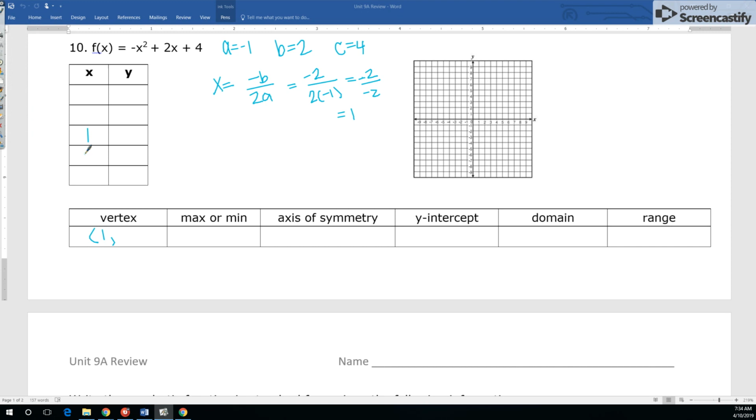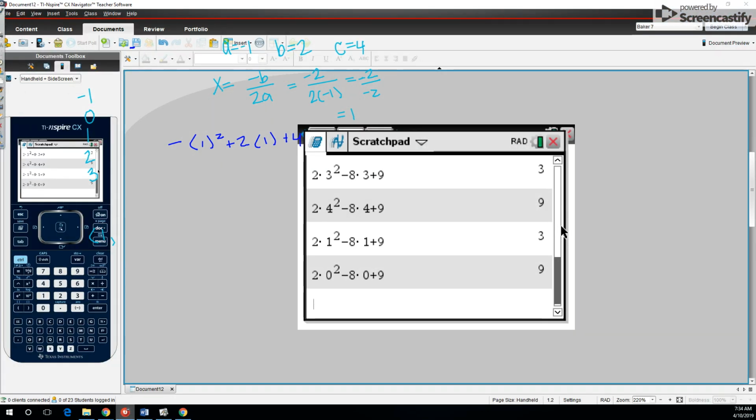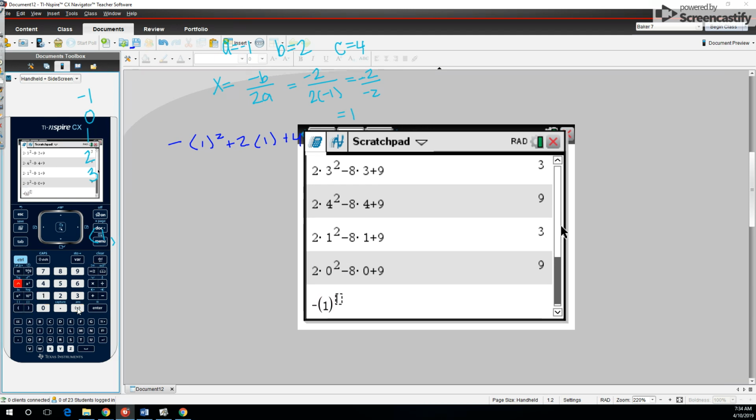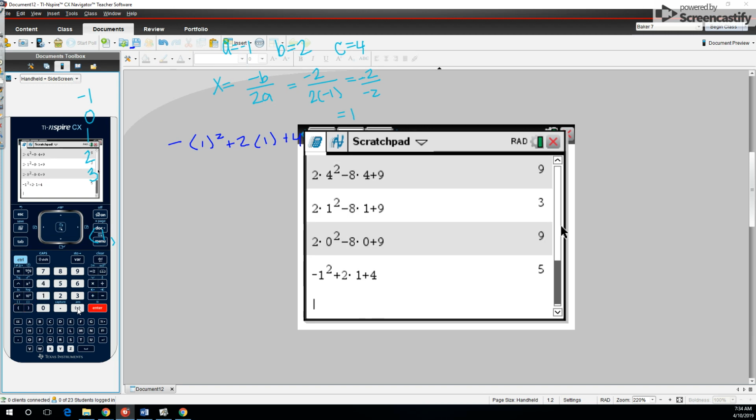So I know that bigger than 1 is 2 and 3, and smaller than 1 is 0 and negative 1. So I'm going to take my calculator and I'm going to plug in a 1. Now, we're plugging in a 1, a positive 1. But my function has a negative right here. So then I have negative 1 squared plus 2 times 1 plus 4. That's what I'm typing in, exactly how you see it. Negative is this button right here under the 3. Negative 1 squared plus 2 times 1 plus 4 gives me 5.